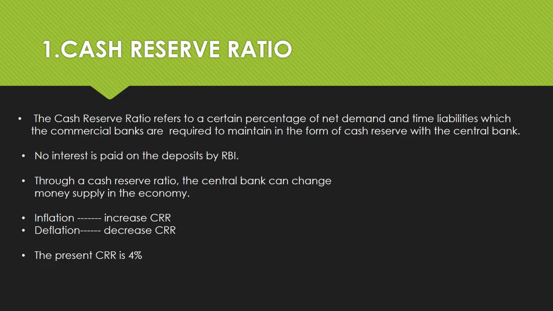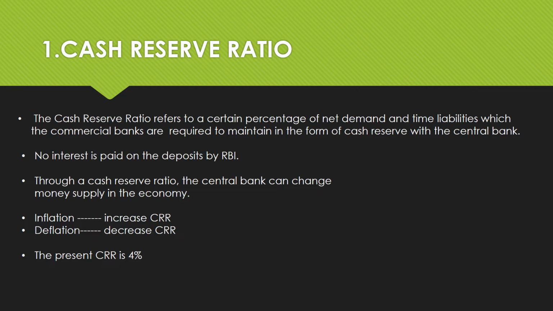This is a very important point which we need to understand, how they control the money supply in the economy. Suppose in the economy there is inflation. So what can the Reserve Bank of India do? It can increase the cash reserve ratio. So how will it decrease the money supply in the economy? See, when there is inflation in the economy, the Reserve Bank of India increases the cash reserve ratio.